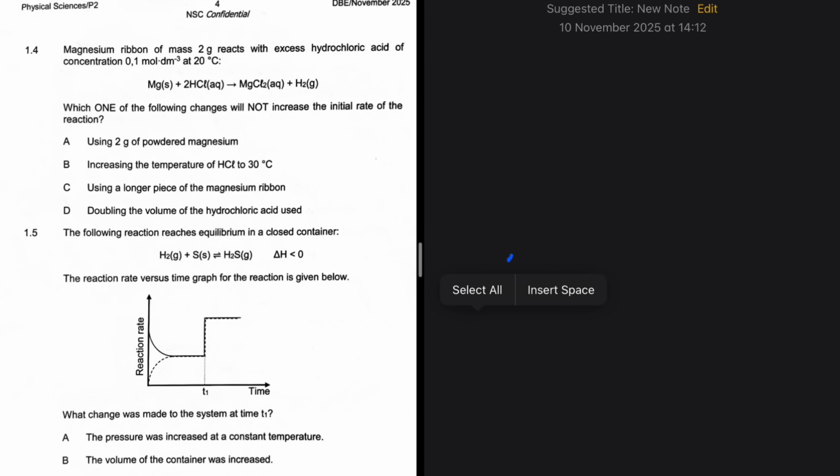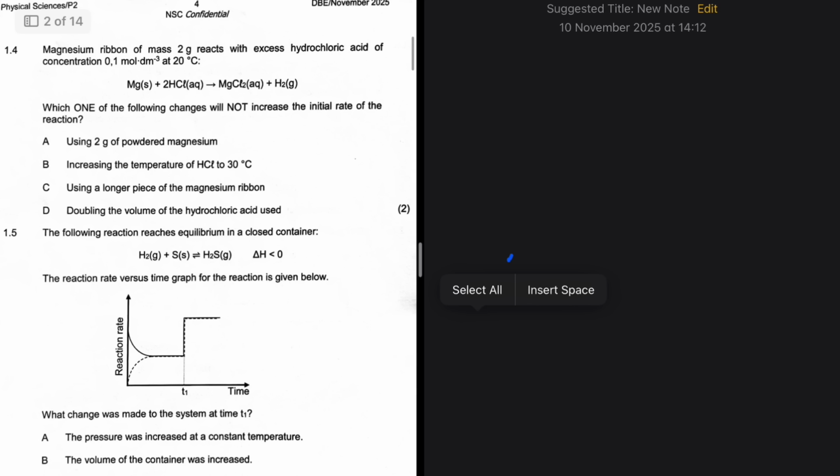1.4, magnesium ribbon of mass 2 grams reacts with excess hydrochloric acid of concentration 0.1 mol per decimeter cubed at 20 degrees Celsius. Which one of the following changes will not, the keyword here is not, increase the initial rate of the reaction? Using 2 grams of powdered magnesium. We're looking for will not. Obviously, this will increase the rate of reaction because we have increased the surface area. Increasing the temperature will increase the rate of reaction because we're going to have more effective collisions per unit time. And then C, using a longer piece of magnesium ribbon.